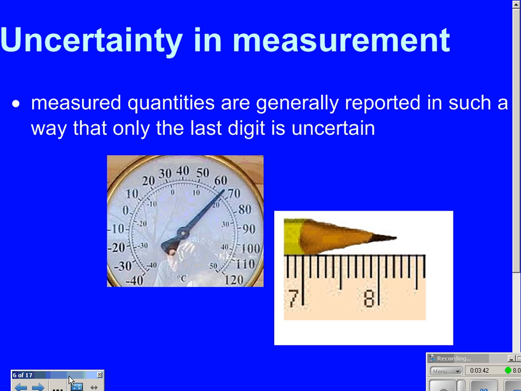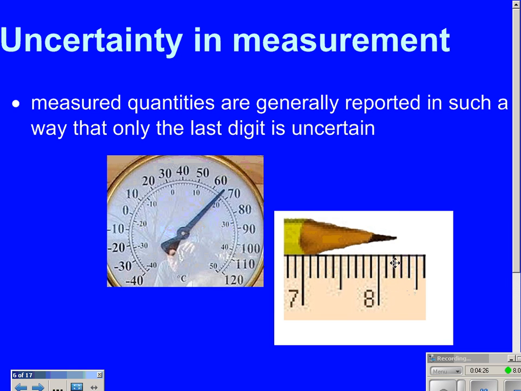Uncertainty in measurement. Measured quantities are generally reported in a way that only the last digit is uncertain. Now if we look at our pictures here again, we have a picture of a thermometer. And this thermometer has our tens. We've got 60 degrees, 70 degrees, and it's got some marks in between. It looks like every couple of degrees there's a mark. So we've got 62, 64, about 66 degrees. But how certain are we? Maybe it's 65 degrees, maybe it's 67 degrees. So can you see that there's just a little bit of uncertainty here as to just how close to the true value this thermometer is.